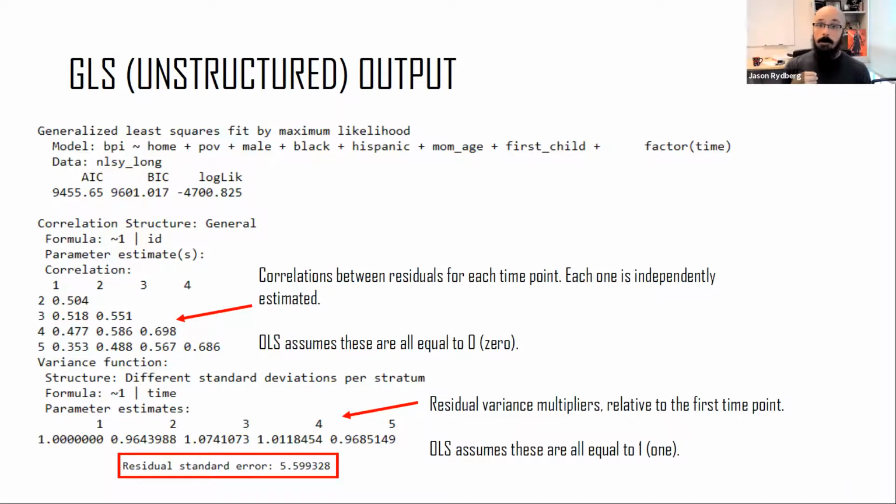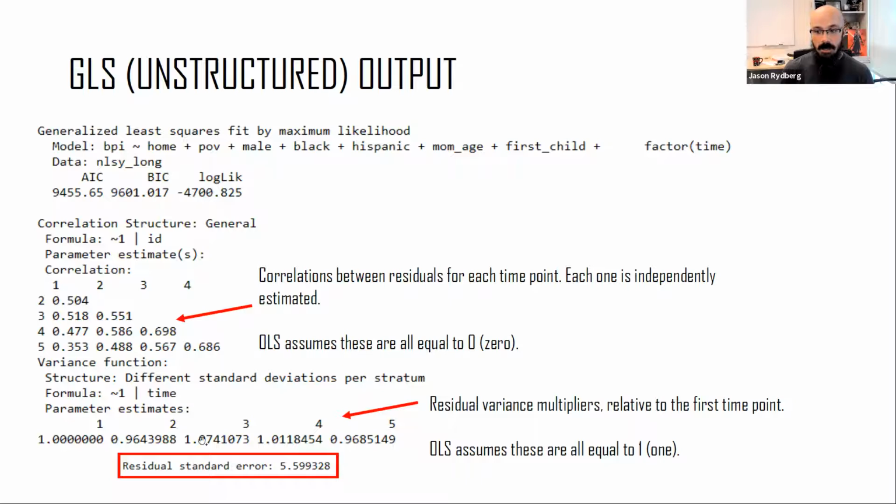Now, we are chewing through a lot of degrees of freedom to do that. If we want to estimate a parsimonious model, we are eating up a lot of parameters by allowing every single pair of time points to have their own estimated correlation. Just note, OLS still assumes that all of those are equal to 0. It's clearly not correct.